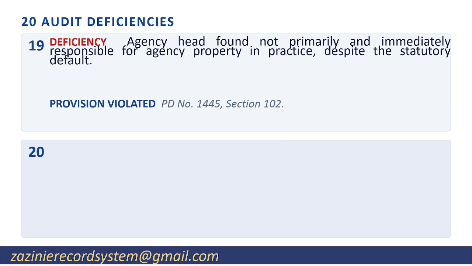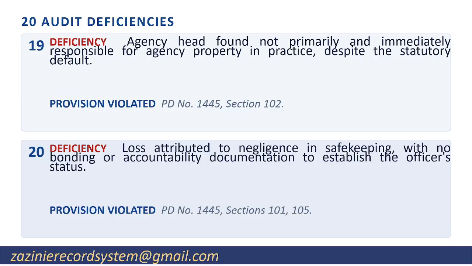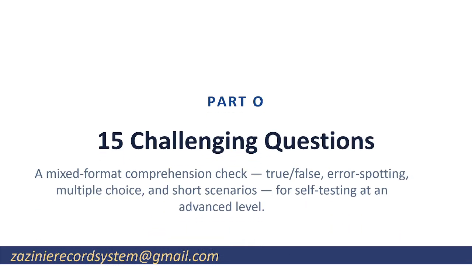Number 19. Deficiency. Agency head found not primarily and immediately responsible for agency property in practice, despite the statutory default. Number 20. Deficiency. Loss attributed to negligence in safekeeping, with no bonding or accountability documentation to establish the officer's status. Next slide. Part O. 15 challenging questions.